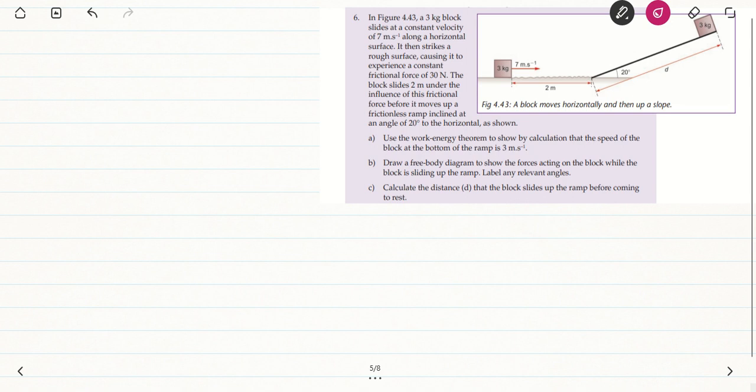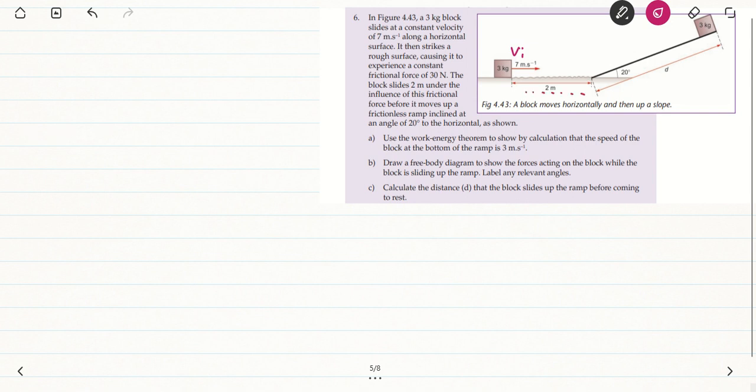Here we are told that in figure 4.43, a 3 kilogram block slides at a constant velocity of 7 meters per second along a horizontal surface. So this means that this 7 meters per second is our V initial. This is our initial velocity because it's already traveling at that velocity when it encounters this 2-meter patch here.